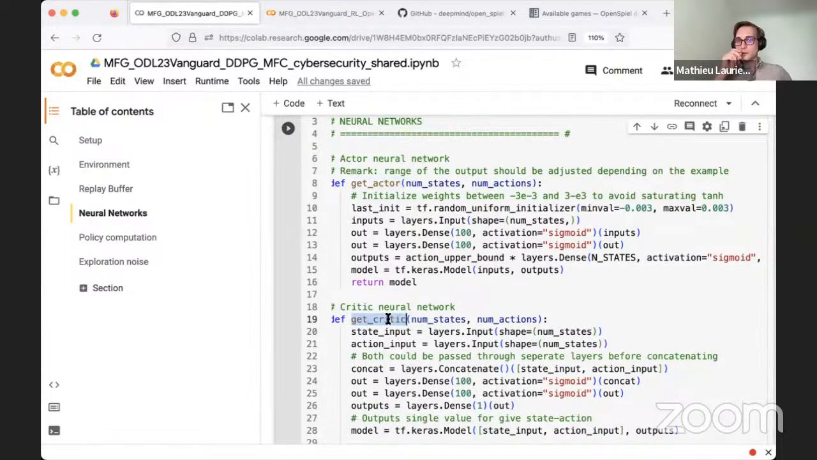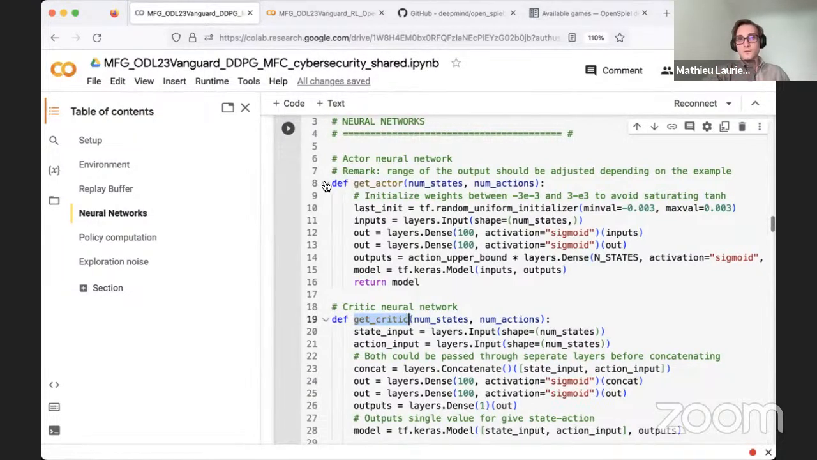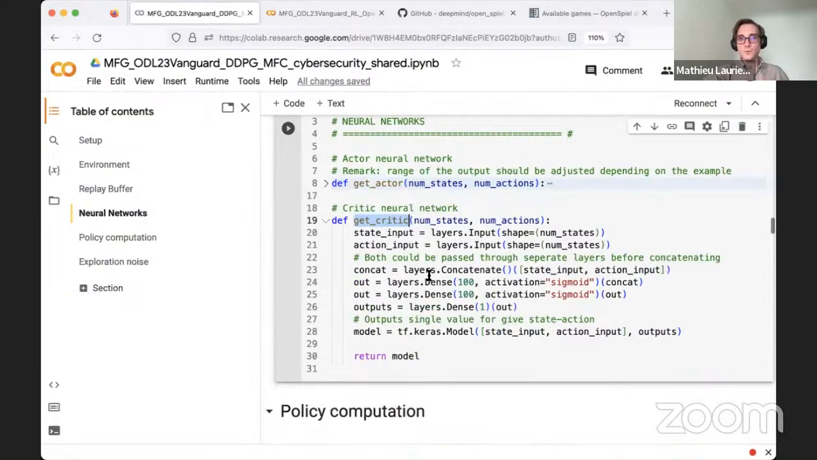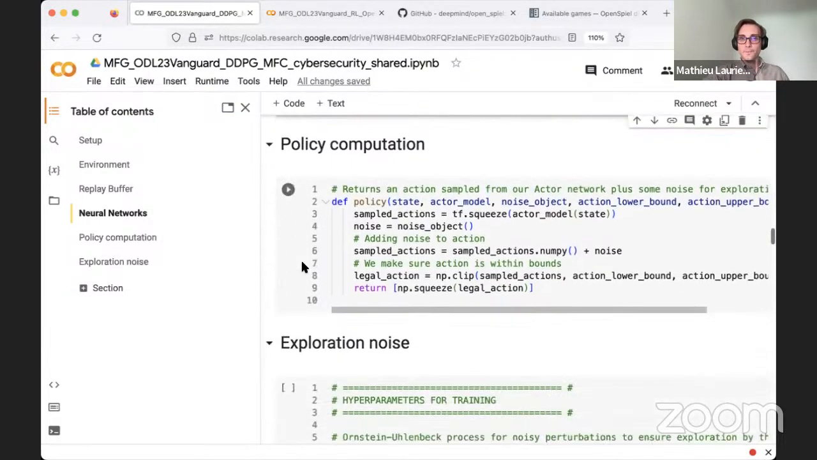So this is an example of a DeepRL method where we train simultaneously the actors, the control, and the value, the critic. Here we use neural networks with just a few layers and 100 neurons, but you can play with these architectures.